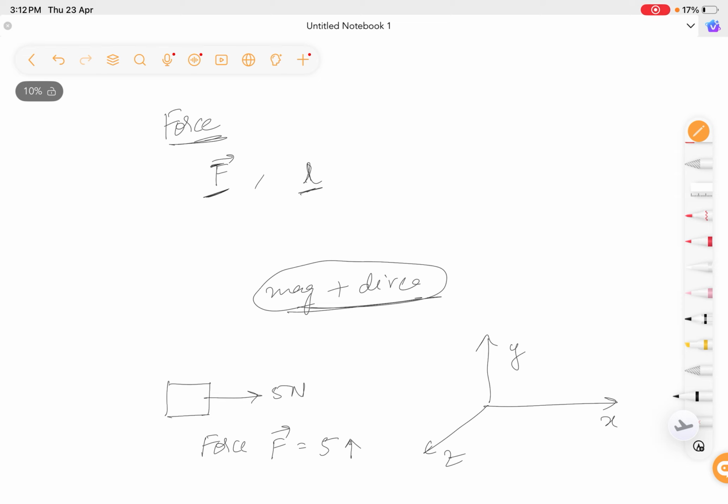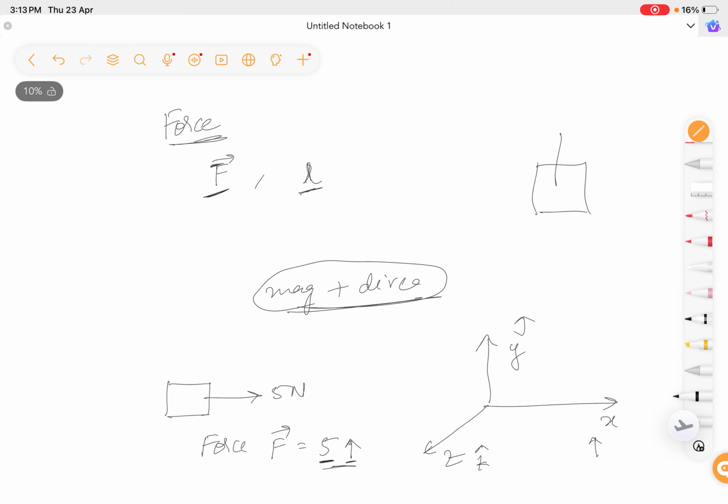So what is I cap? Generally, if it is along the x-axis, I cap is the unit vector; if it is along the y-axis it is j cap, and if it is along the z-axis it is k cap. Here the force is acting along the positive x-axis, so we write 5, the magnitude of force, and I cap, which denotes it is acting along the positive x-axis.